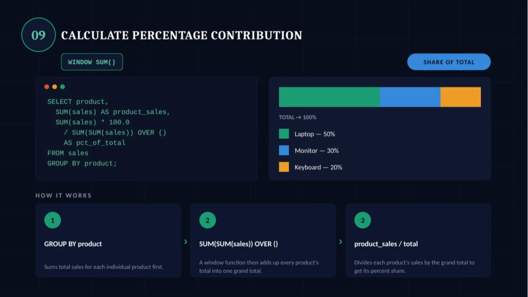This is the part that trips people up. The inner sum gives us each product's total. The outer sum, wrapped in a window function with an empty over, adds up every one of those already aggregated totals into a single grand total, calculated alongside the grouped rows, in the very same query. Step 3. Divide each product's total by the grand total. That gives us each product's percentage share, multiplied by 100. In our example, laptop makes up 50% of total sales, monitor 30%, keyboard 20%, and together, naturally, they always add up to exactly 100%.